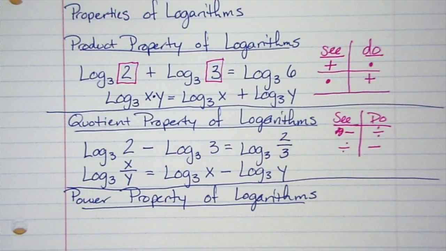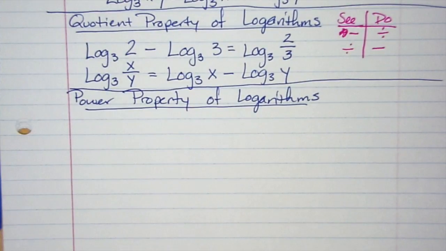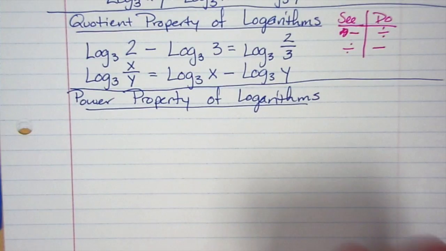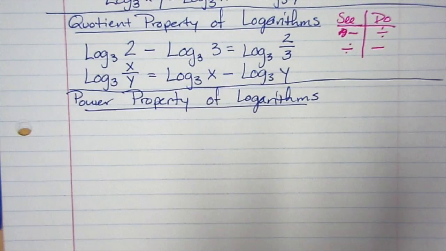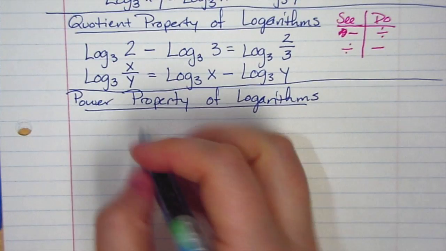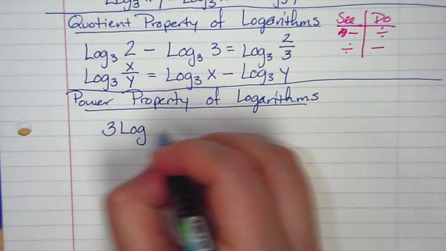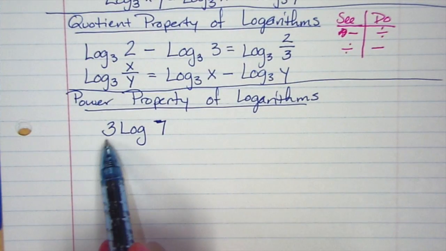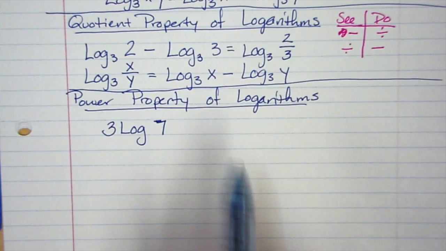The power property of logarithms is actually kind of like a transportation pass. We actually physically pick up a number and move it someplace else. So you might see a number on the outside of a log as a coefficient. So this is 3 times log of 7.